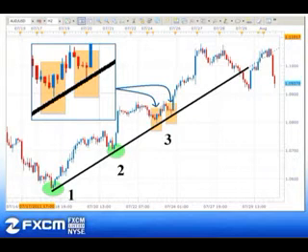But again, point number 3 is arriving. This one happened to work out. If somebody would have seen this and placed a trade at point number 3, all of these trades do not always work out. You will have losing trades. But let's take a look and digest what's happening here at point 3.